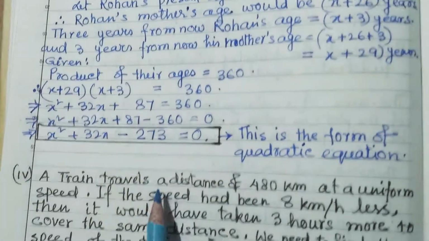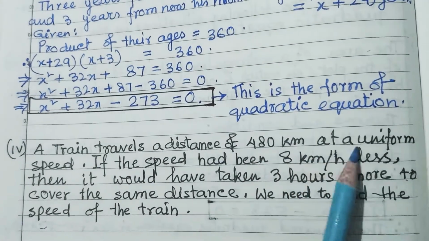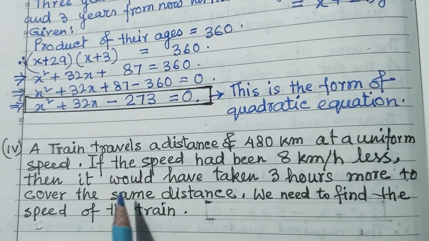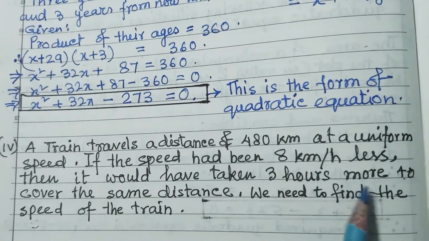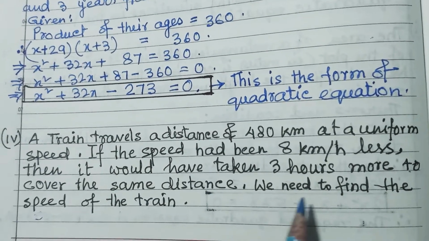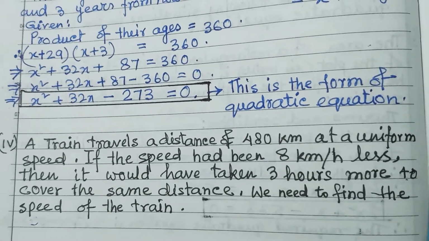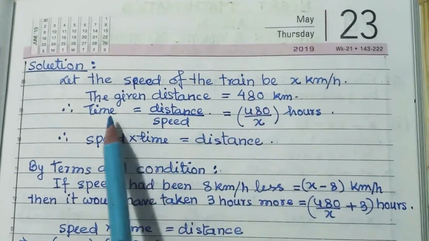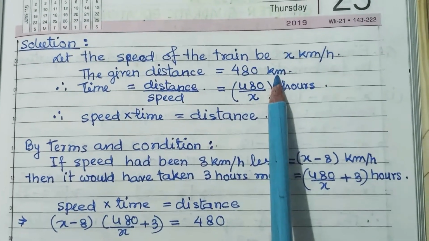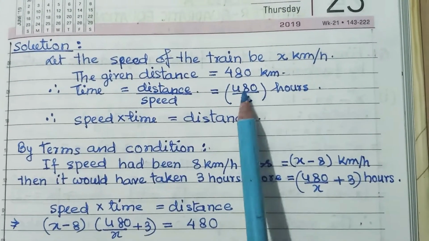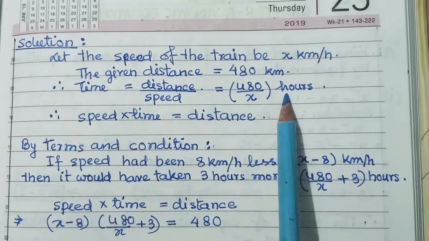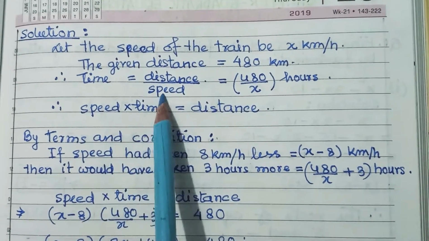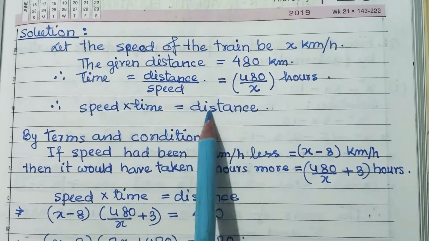Next, a train travels a distance of 480 km at a uniform speed. If the speed had been 8 km per hour less, then it would have taken 3 hours more to cover the same distance. We need to find the speed of the train. So let the speed of the train be x km per hour. Given distance 480 km, time is distance upon speed. So 480 upon x hours. Now the relation we have got: speed into time is equal to distance.